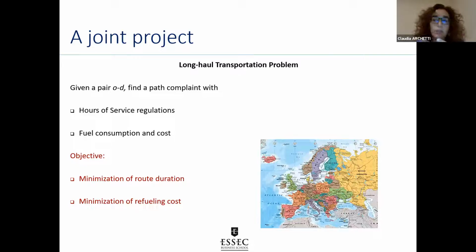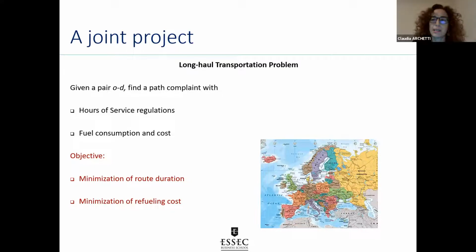And also we want to minimize the fuel cost. So we have to decide what is the path and where we want to stop for refueling. And the path has to satisfy the constraints related to the hours of service regulations for the drivers, and also we need to be sure that we will not run out of fuel. So it has to be feasible according to these two sets of constraints. Okay, so this is the problem that we faced, and for which I will now present the study and the algorithm we have devised.